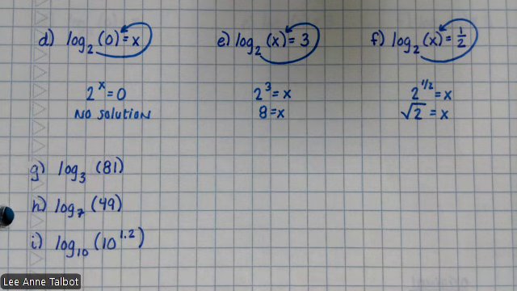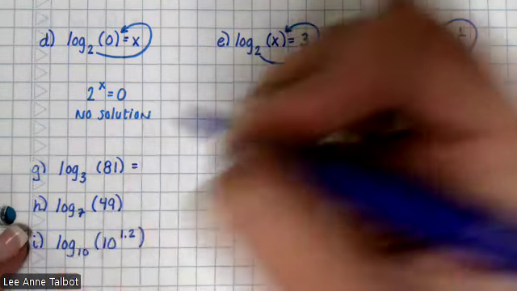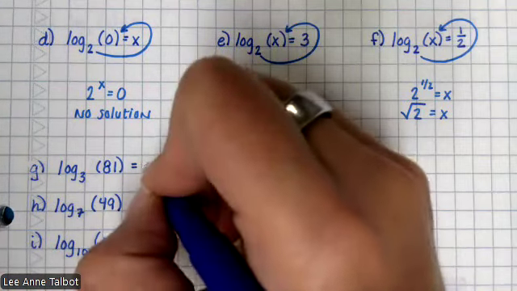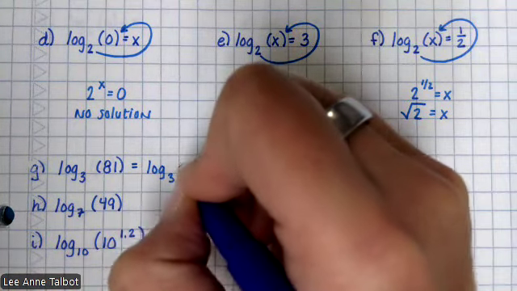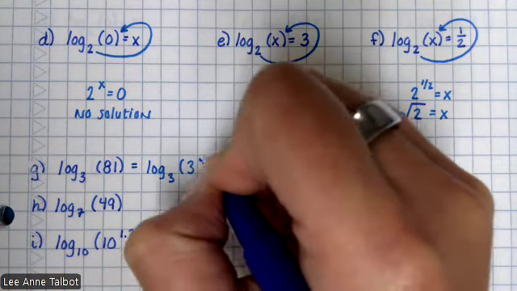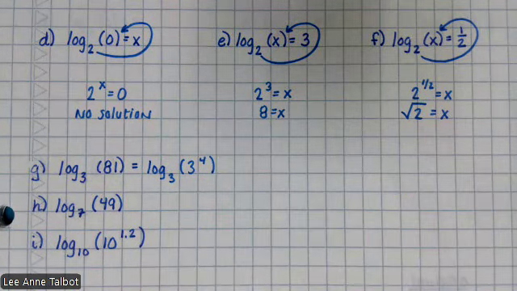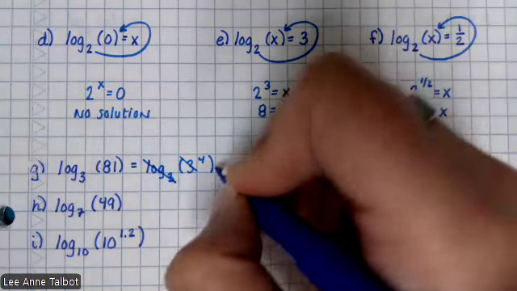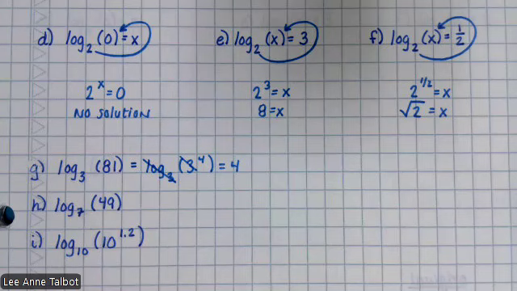Now, if you understand how inverses work, you know that log base 3 and 3 to the power undo each other. So in this problem, instead of putting equals x and doing the circle, what I can do is say log base 3 of 3 to the 4th, because 3 to the 4th power is 81. And log base 3 and 3 to the power undo each other, and the answer is 4.